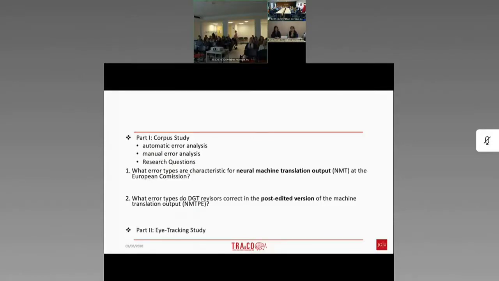And there we will look at an automatic error analysis, a manual error analysis, and some research questions. In particular, what we're interested in is what kind of errors are produced by the NMT that was used back in 2019, at the beginning of the year, I think. And in particular, what do post-editors working here at the DGT and the revisers of the post-edited text actually correct? So that was our question in the product study. And the eye tracking study I'll introduce a bit later, with a bit more background and detail. But one follows from the other.